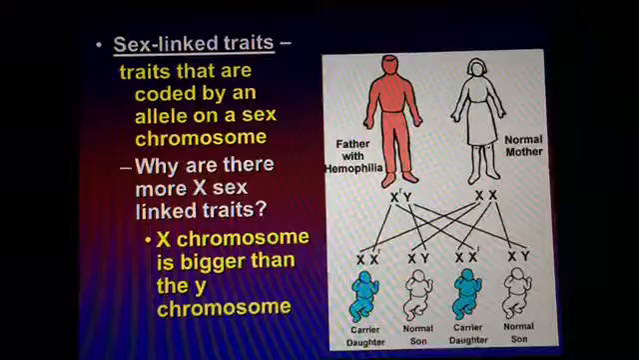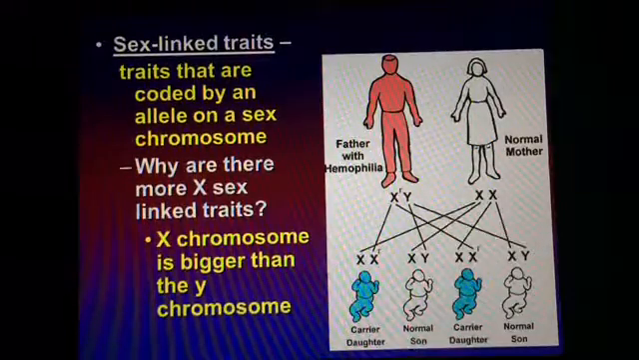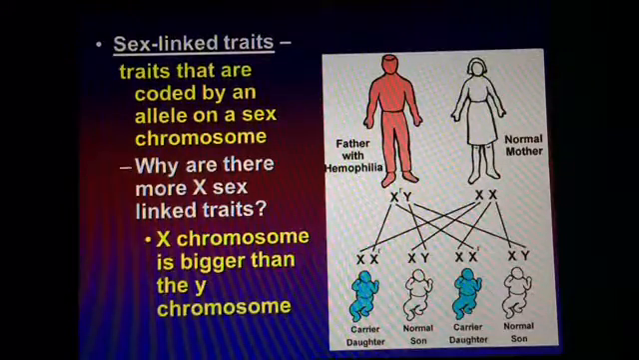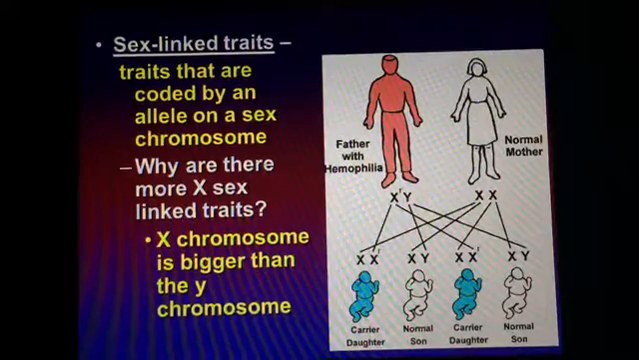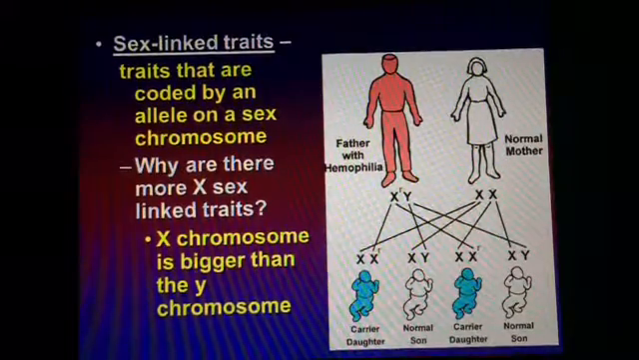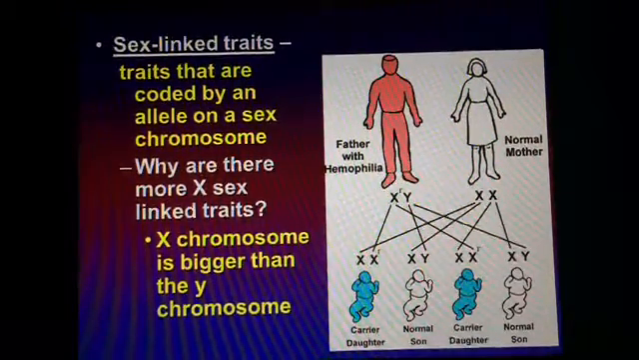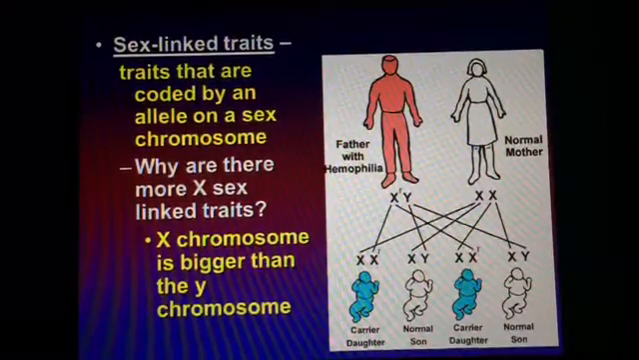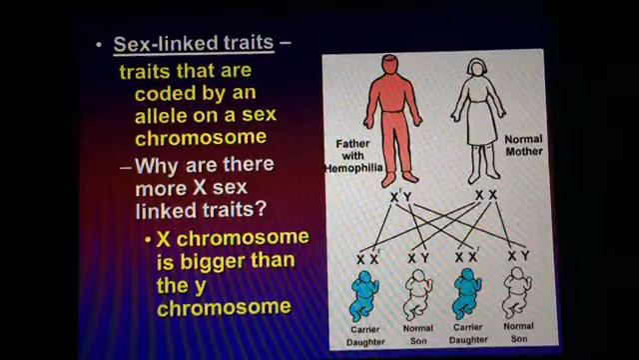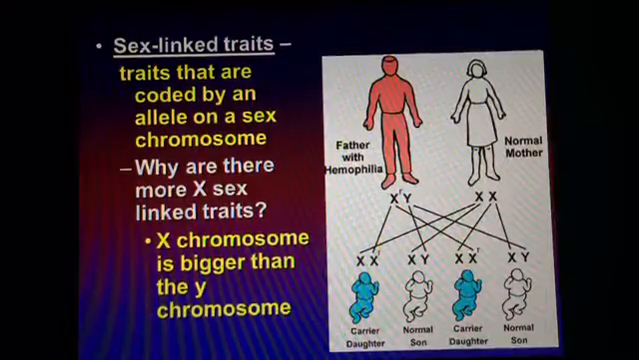Inherited traits determined by genes on the sex chromosomes are said to be sex-linked. The Y, which contains the gene that determines maleness, is much smaller than the X chromosome, which is why there are more X sex-linked traits than there are Y. Also, a gene found only on the X chromosome is said to be X-linked.